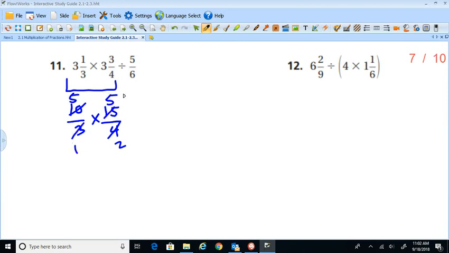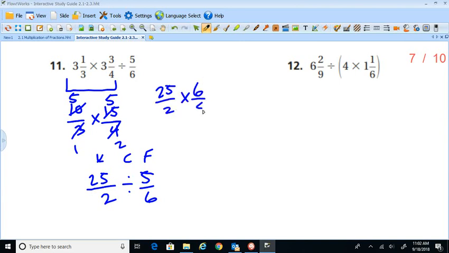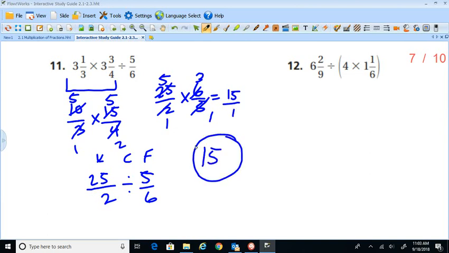And I end up with 25/2. And since I have another step, divide by 5/6, I'm going to leave it as an improper fraction. At this point, keep, change, flip. So now I have 25/2 multiplied by the reciprocal, which is 6/5. Cross simplify if you can. And that leaves me now with 15/1, which equals my grand total, my final answer, 15.